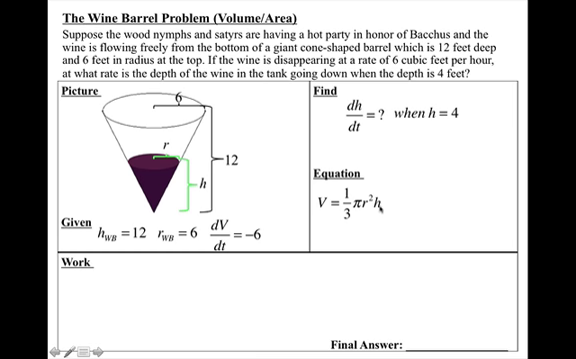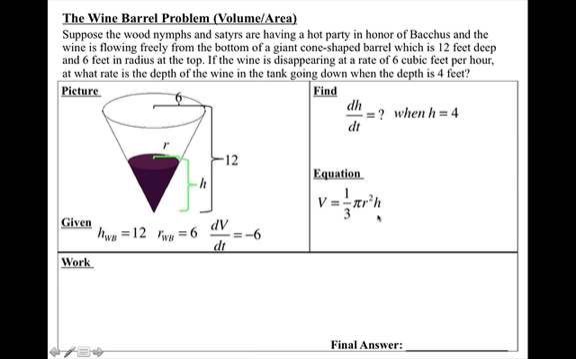Another way that you know that you have to rewrite this in terms of only one of the two variables is that you are looking for dH dt, and you have dV dt. You do not have a dr dt. So if you were to take the derivative of this, you would have a dr dt floating around, and you don't have a number to plug in for dr dt.